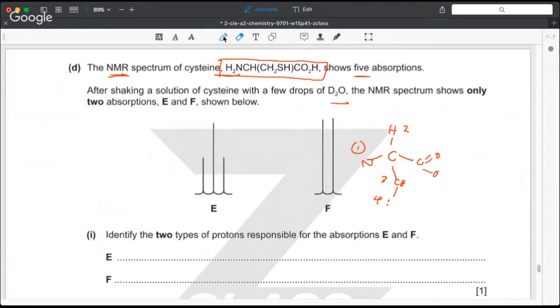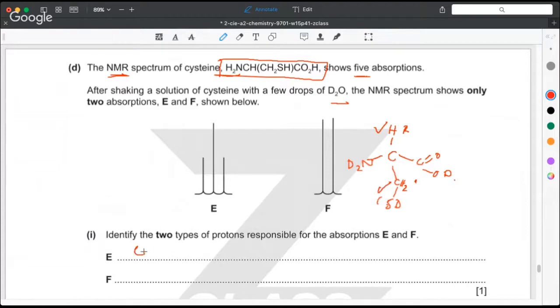So we've got D2 there, there's been a replacement of a proton by deuterium. And if we look now, how many hydrogen environments are left? Well, we've got one here, and one here, and that's CH2, isn't it? So we've got two hydrogen environments, we get two peaks, and that's why. So we identify the protons, it's going to be that proton there and that proton there.